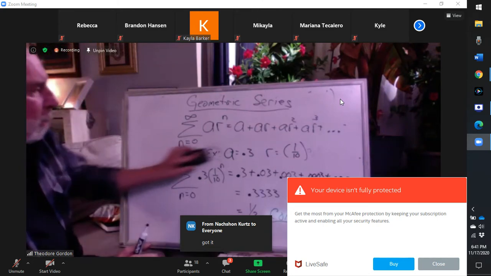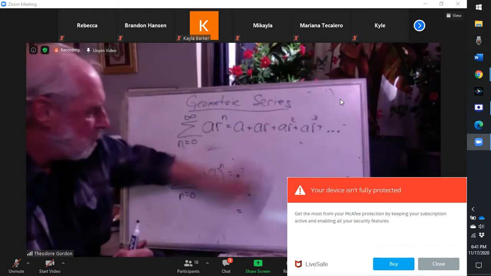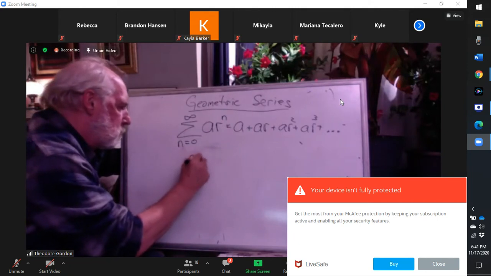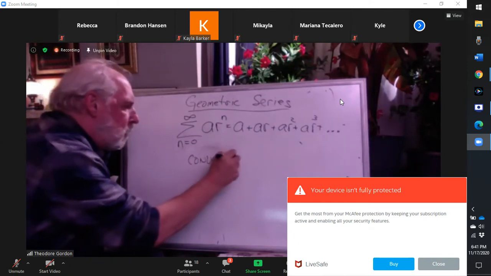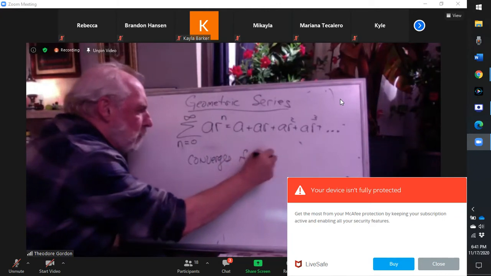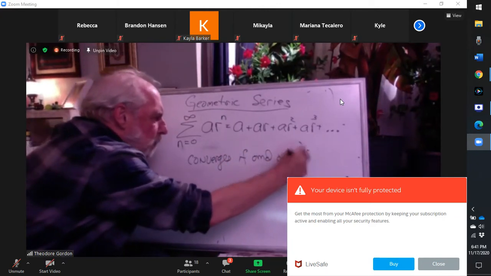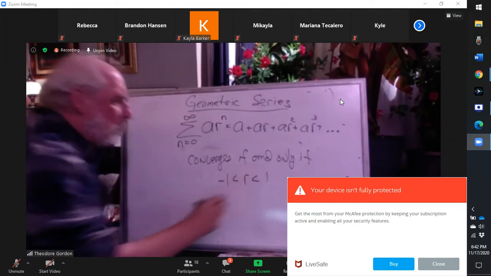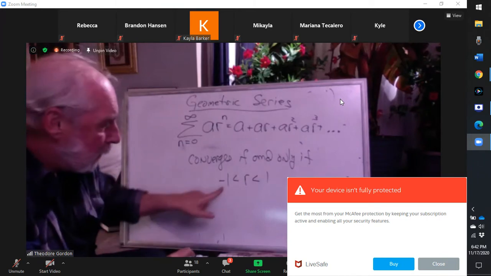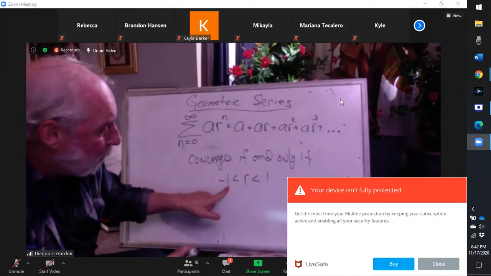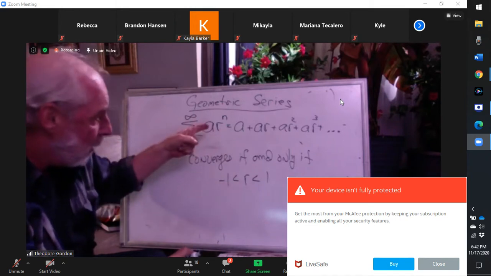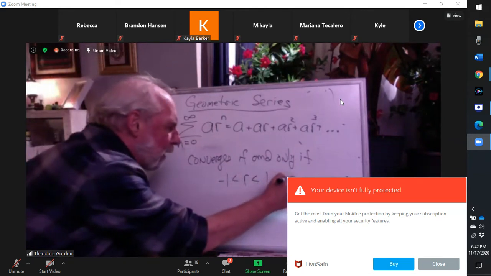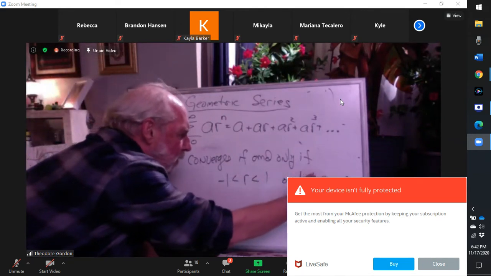All right, so a geometric series converges if and only if the value of r is between -1 and 1. It can't be 1, there's no equal here. So if you're in between -1 and 1, an infinite series will always add up. Another way to write this is to say that the absolute value of r is less than 1.